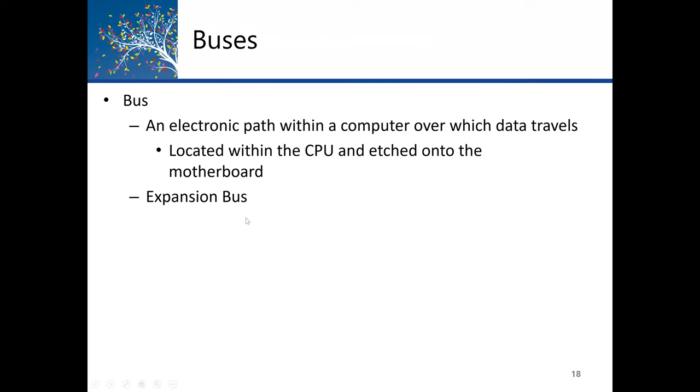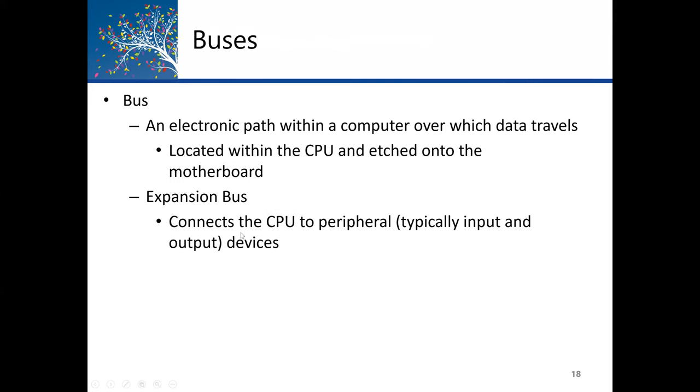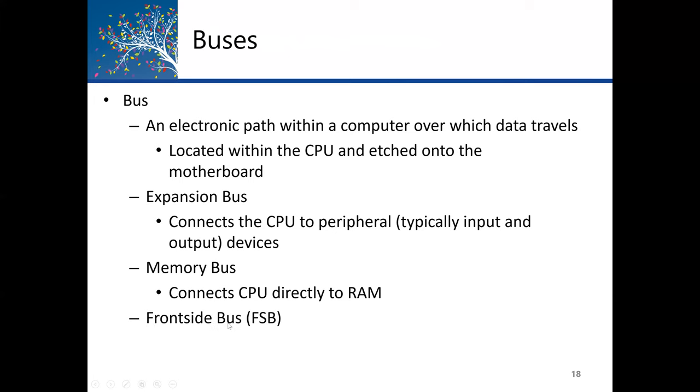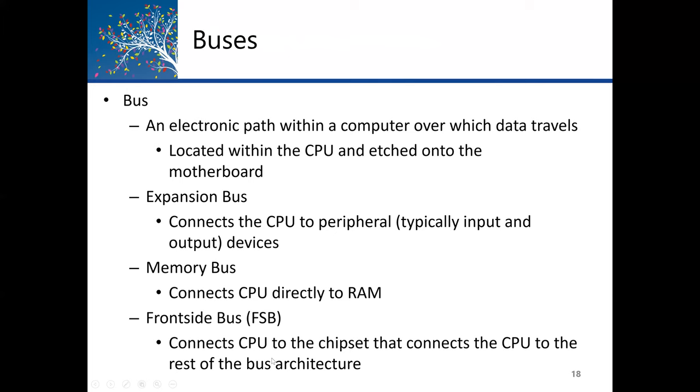We also have the expansion bus that connects the CPU to peripheral devices, typically input and output devices. Expansion slots allow us to connect any peripheral devices to a computer, for example a printer. We also have the memory bus, which connects the CPU directly to RAM. And we have the front side bus, which connects the CPU to the chipset that connects the CPU to the rest of the bus architecture.